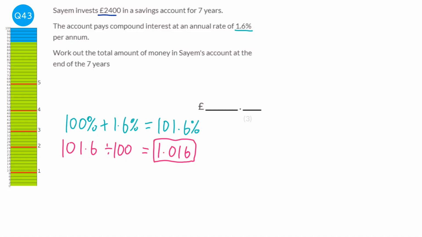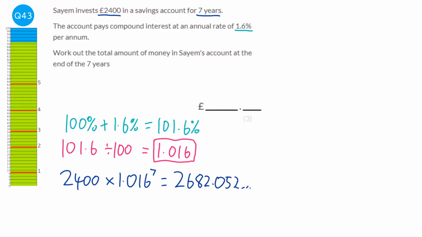Now, we're told that we start off with 2,400, that's our original amount, and to find out what it's going to be in the savings account at the end of the first year, we just times it by the multiplier, 1.016. But we're told that it's for 7 years that it's going to be in there. So we then times it by 1.016 seven times, or an easier way of doing it is 1.016 to the power of 7. When we do that, we get 2,682.052 and so on. And because it's money, we round to the nearest pence. So 2,682.05.